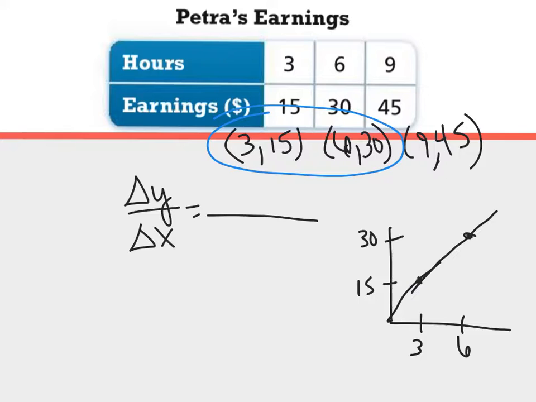Okay, not a very straight line, but it gives us an idea anyway. So from 3, 15 to 6, 30, we could think about what our change in y is and what our change in x is. So change in y would be 15. We're going up from 15 to 30. And again, to work that out, you could say I'm taking 30 minus 15.